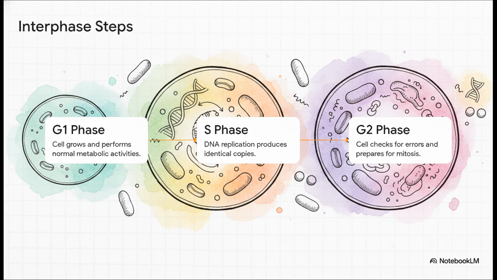Step 1 is the G1 phase. The cell is just growing, doing its normal day-to-day job. Step 2 is the S phase, where DNA replication happens. And step 3 is G2. Think of G2 as the ultimate quality control inspector. The cell actively checks for DNA errors, fixes any damage, and duplicates its centrioles to get totally ready for mitosis.